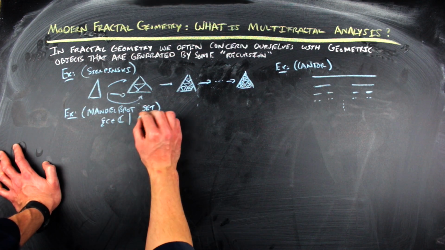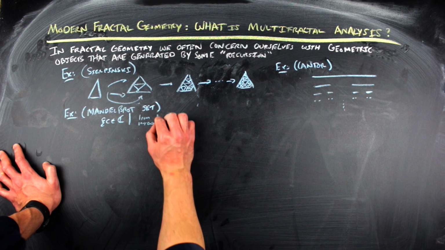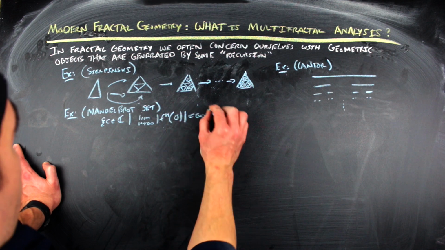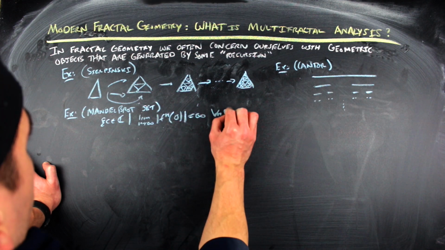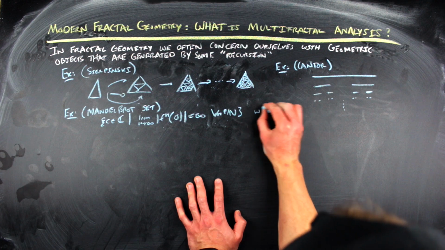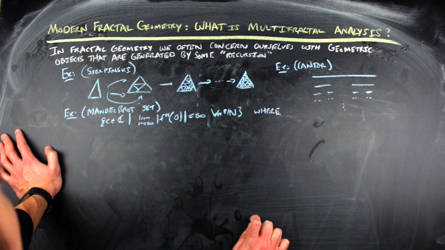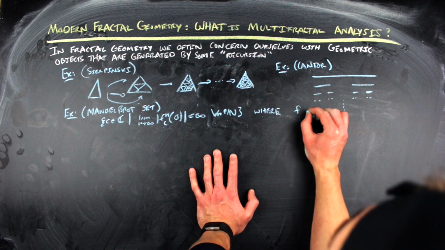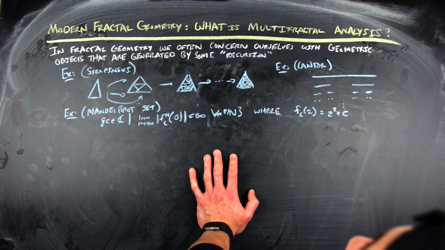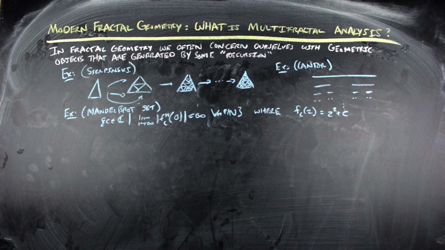So fractals that we care about in fractal geometry that fall under this class would be things like the Mandelbrot set, which is the set of c within the complex numbers such that the limit as n goes to infinity of the modulus of the iterates of f sub c to the n of 0 is less than infinity for every n within the naturals, where f sub c of z is equal to z squared plus c. I'm not going to focus on that. If I said that too fast, that's fine, because it will not come back up in this video.